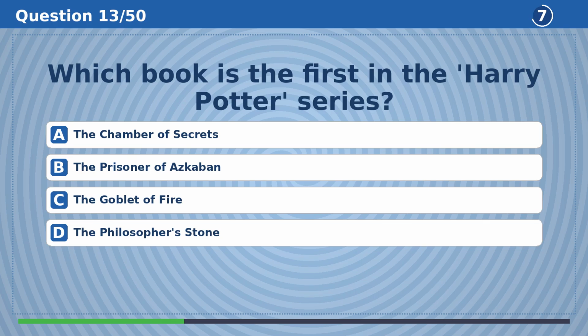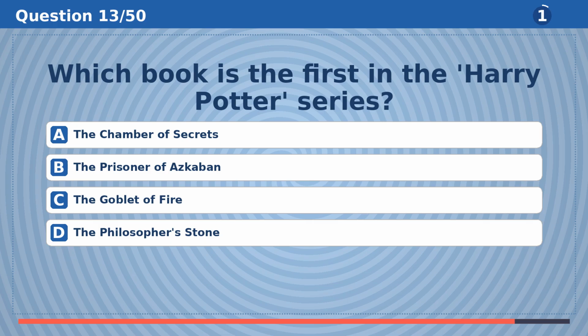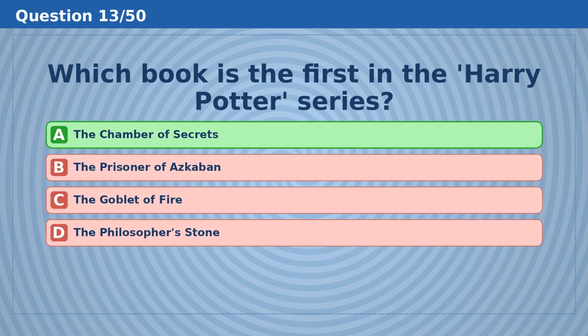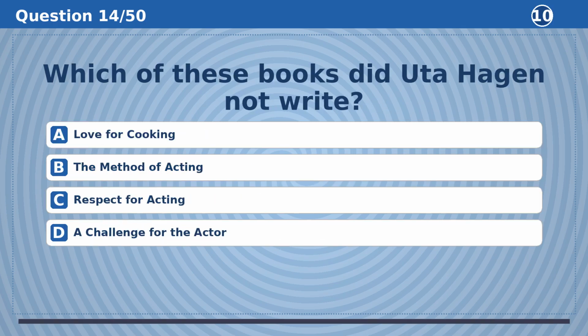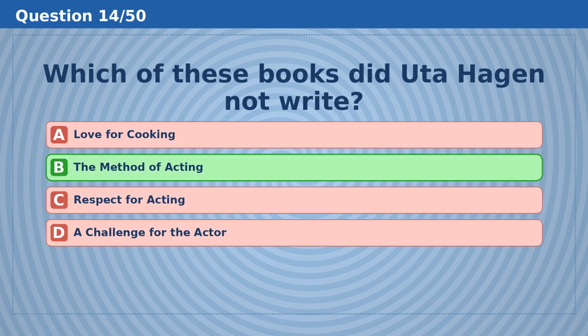Which book is the first in the Harry Potter series? The answer is A, The Chamber of Secrets. Which of these books did Uta Hagen not write? The answer is B, The Method of Acting.